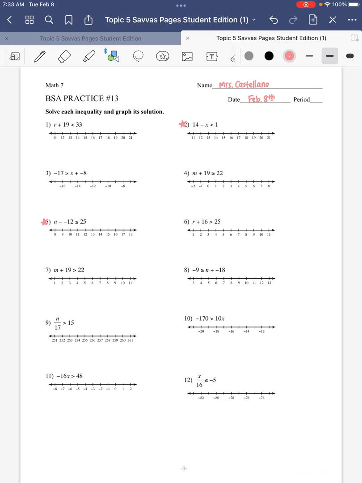Hey y'all, today is February 8th and I'm going to go over the basic skills assessment practice number 13 that goes with your quiz for tomorrow. So this is on solving one-step inequalities. So grab your paper and let's get started.